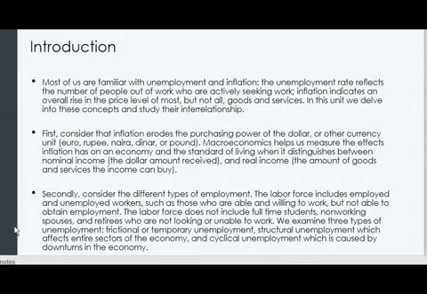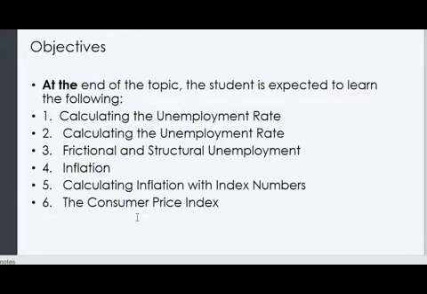We examine three types of unemployment: frictional or temporary unemployment, structural unemployment, which affects entire sectors of the economy, and cyclical unemployment, which is caused by downturns in the economy. We will try to define these three types as we go on with the chapter. So the objectives are: at the end of the topic, the student is expected to learn the following: calculating the unemployment rate, frictional and structural unemployment, inflation, calculating inflation with index numbers, and the consumer price index.